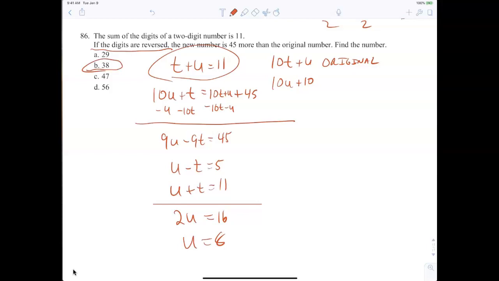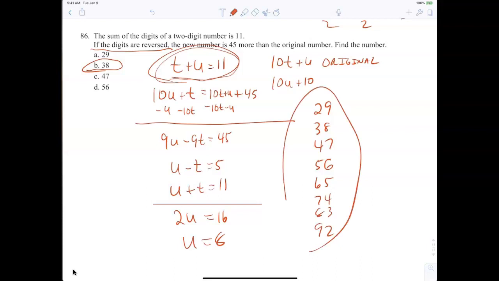Now, of course, I know you can figure that out on your own, because if the digits add up to 11, it could only be 2 and 9, 3 and 8, 4 and 7, 5 and 6, 6 and 5, 7 and 4, 8 and 3, 9 and 2. Those were your only choices. All right, but again, I hope that helped.